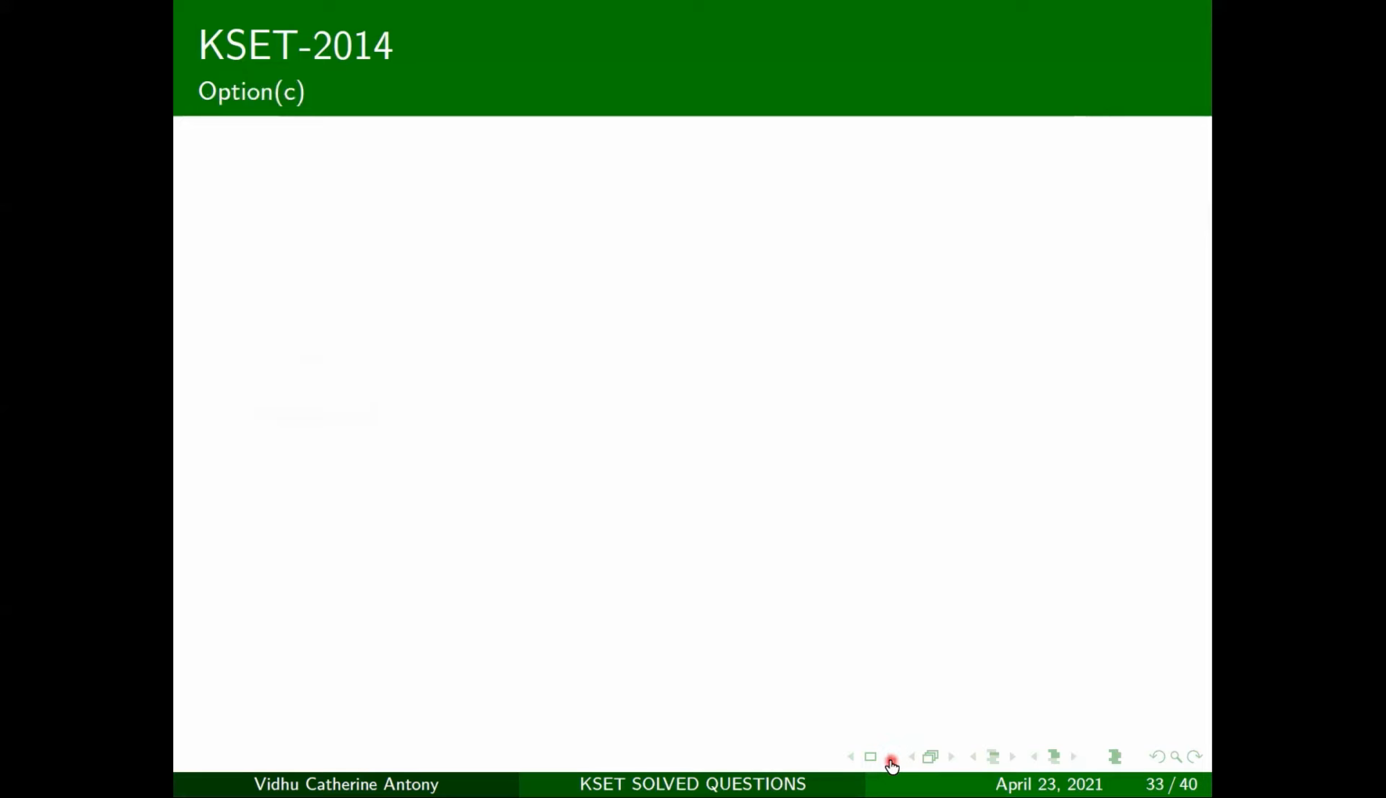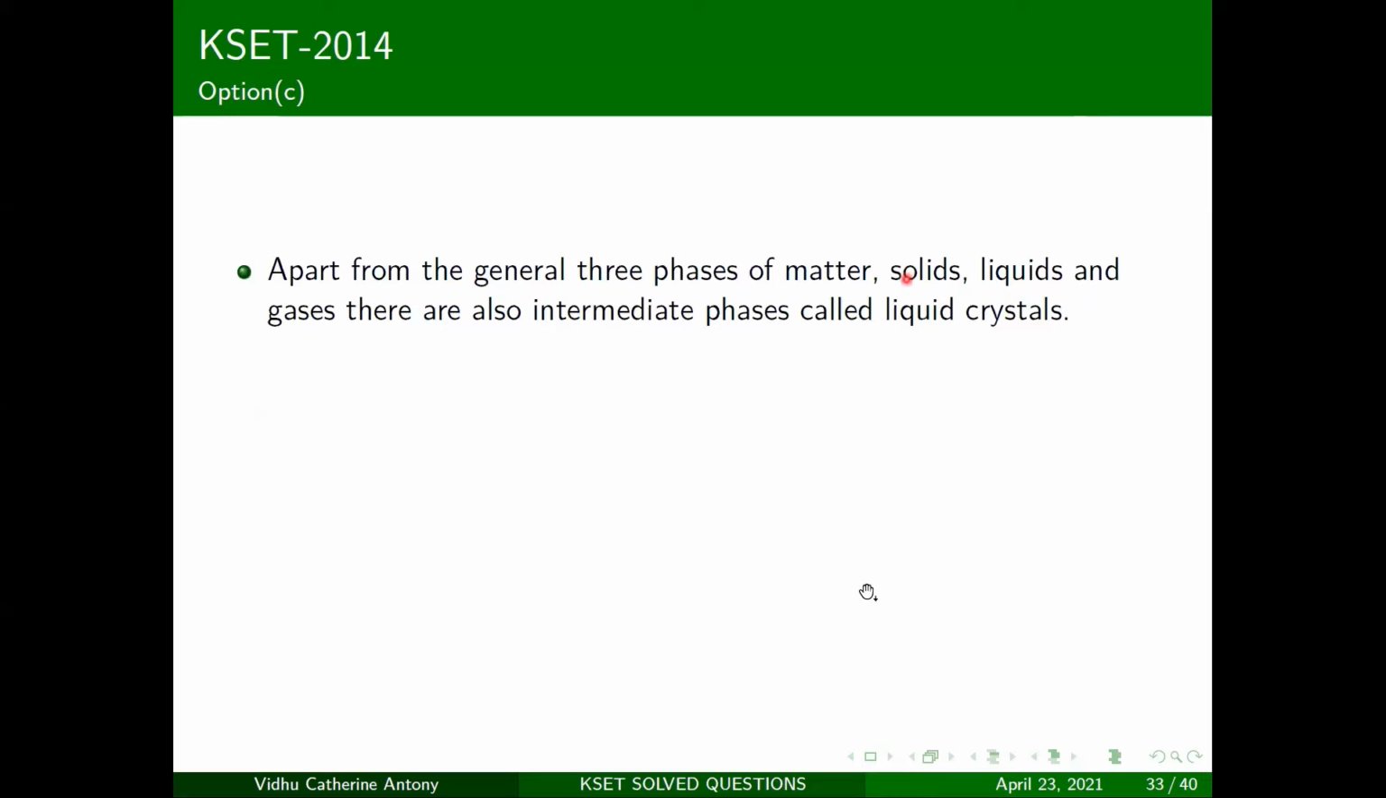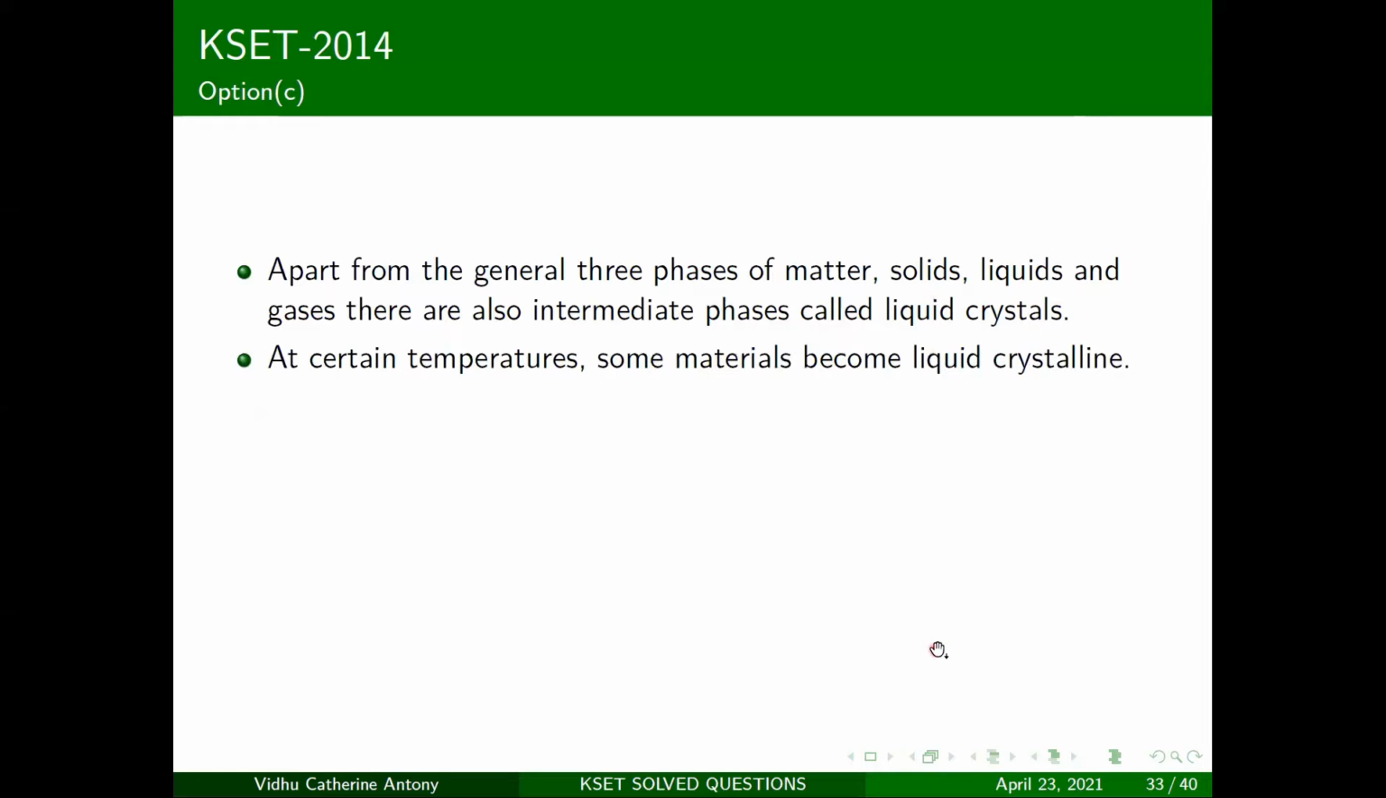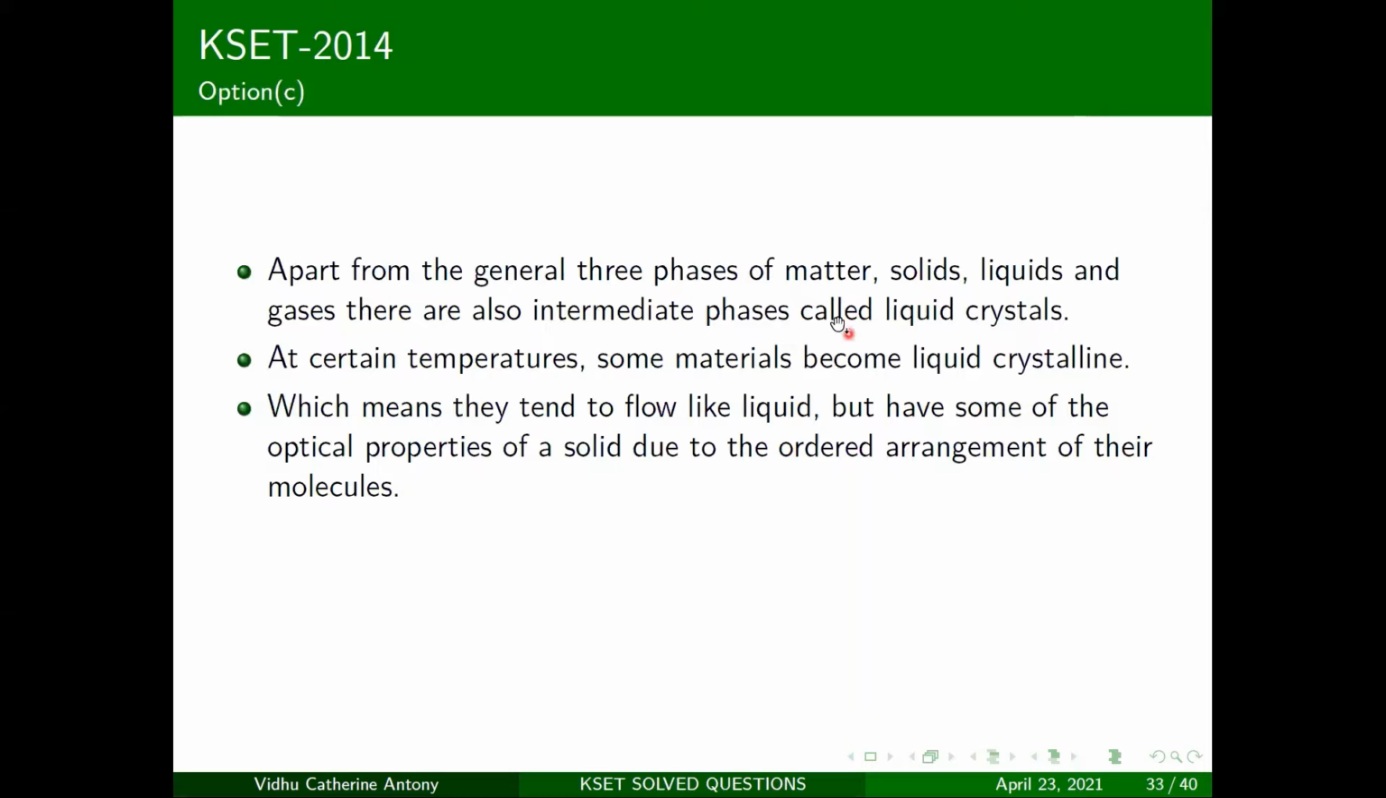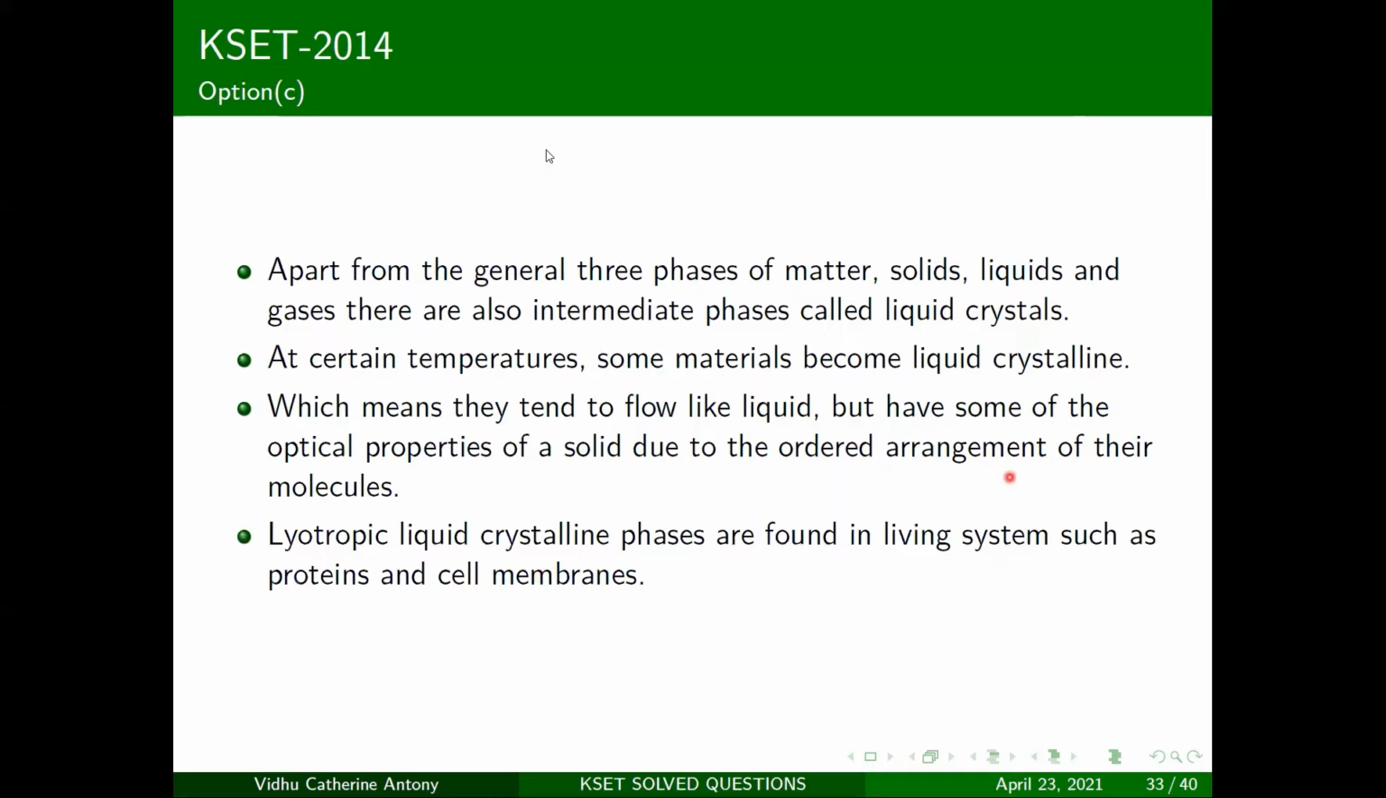Some of the things that you did not know are actually liquid crystals. Apart from the phases of matter that you have, like solids, liquids, and gases, there are also intermediate phases called liquid crystals. At certain temperatures, some materials become liquid crystalline. These intermediate phases flow like a liquid, but they have some of the optical properties of a solid, due to the ordered arrangement of their molecules. They are very straight shaped and flow in a very linear way, unlike a liquid, which flows in all sorts of different directions. So they flow like a liquid, but they have the properties of a solid.